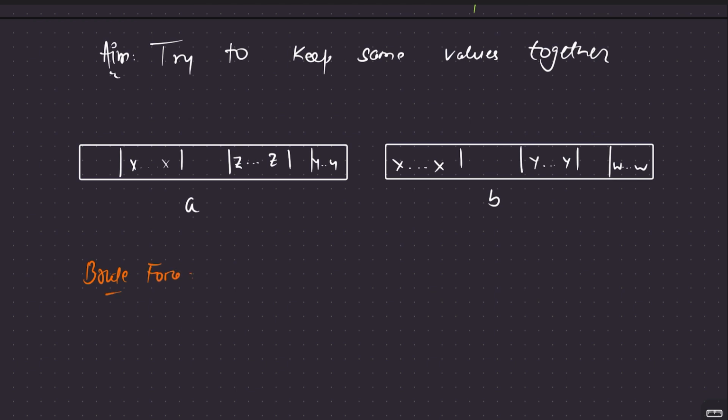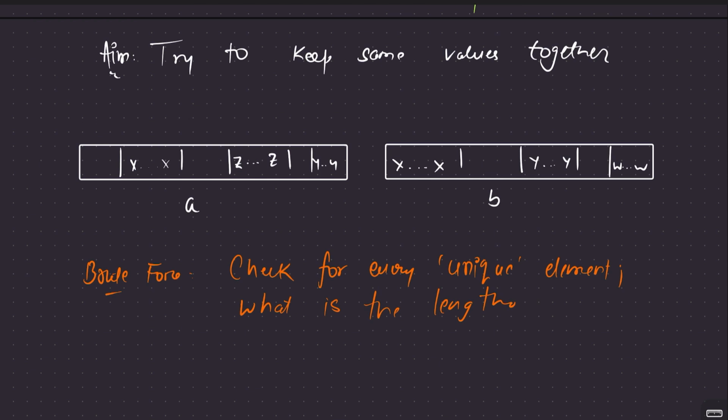What can the brute force? Check for every element, for every... I guess I should use my words very cautiously. Check for every unique element, what is the longest chain? What is the length of the longest chain you can get? So the longest chain, I mean the longest run of same elements, right? Length of longest chain, right? For every unique element, what is the length of longest chain I can get?